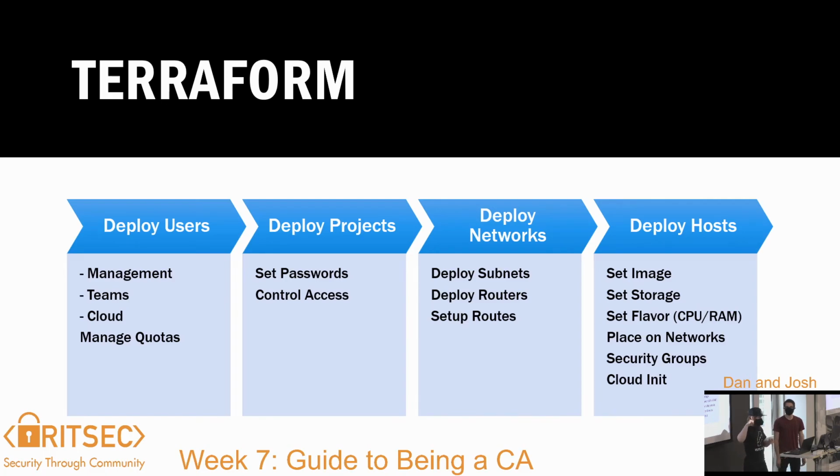Hosts, you're going to specify your images, set the storage amounts, and flavors, which is basically how much RAM and CPU you give it. You're going to put all the hosts on the networks that you made. You're going to assign all the security group firewall rules to those hosts. And this is where the Cloud Init comes in.